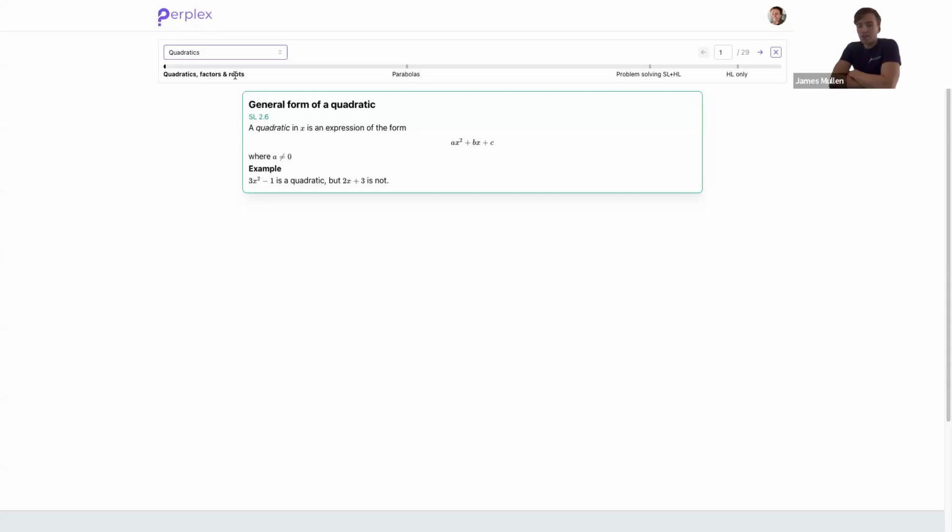Okay, so what is a quadratic? A quadratic is basically an expression that has the form ax squared plus bx plus c. So you have a square term, a linear term, and a constant term. For example, 3x squared minus 1 is a quadratic, but 2x plus 3 is not, because there's no x squared term. And there also can't be any higher terms than x squared. There can't be any x cubed or any x to any other power, just x to the power 2, x to the power 1, and a constant term.